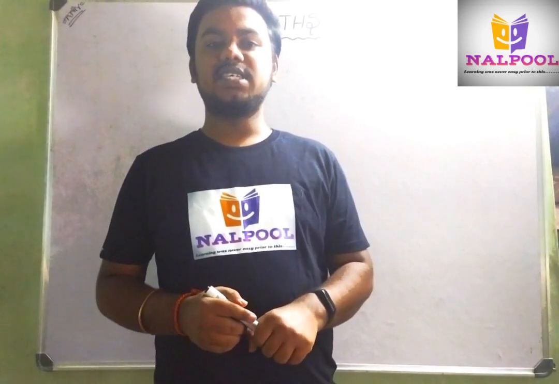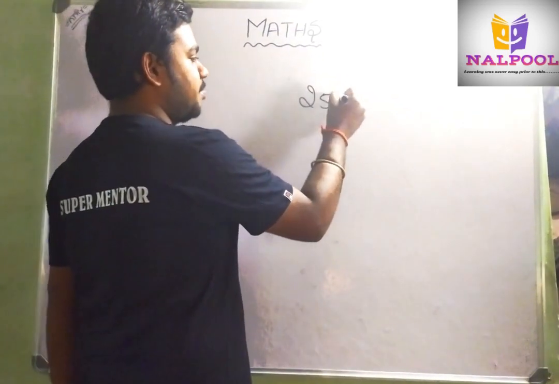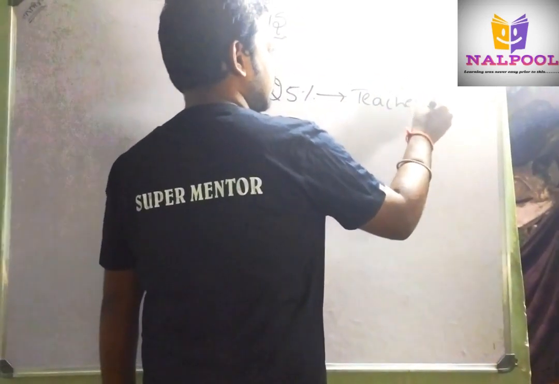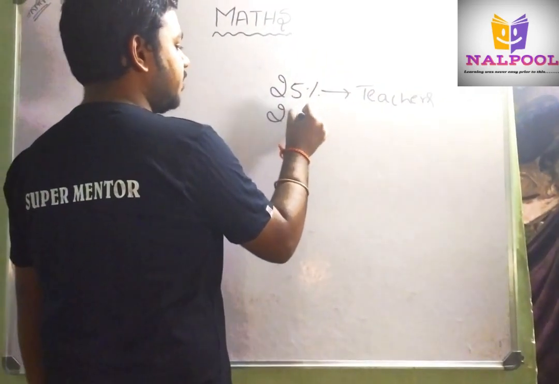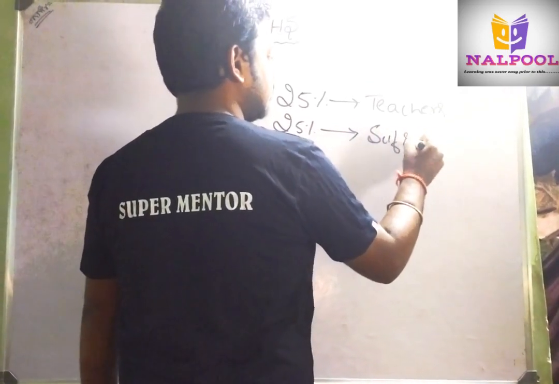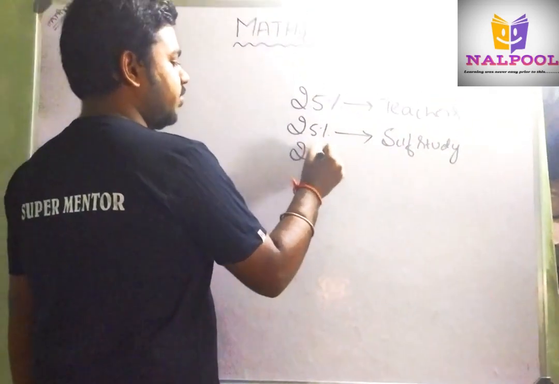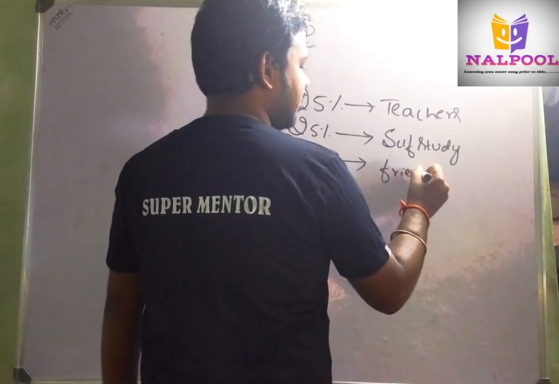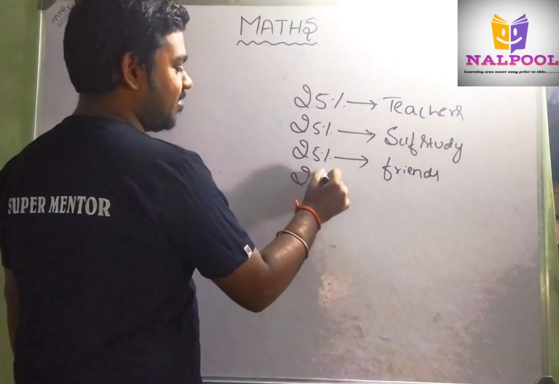What is the meaning of this Sanskrit shloka? Students will learn only 25% from teachers, another 25% from self-study, and another 25% from friends. This means good friends, okay? And the remaining 25% from the experience they acquire over a period of time.